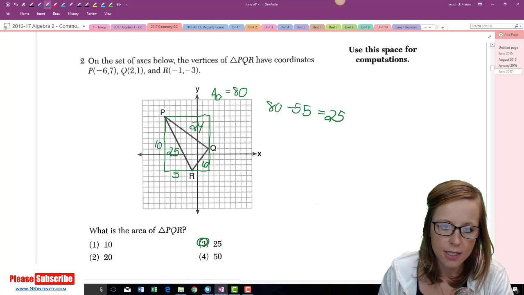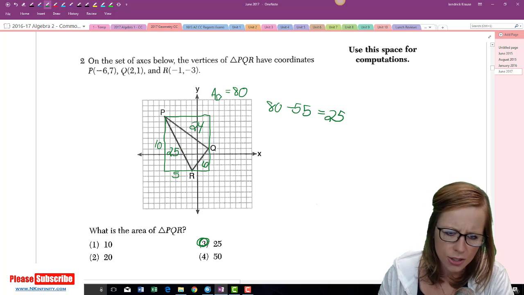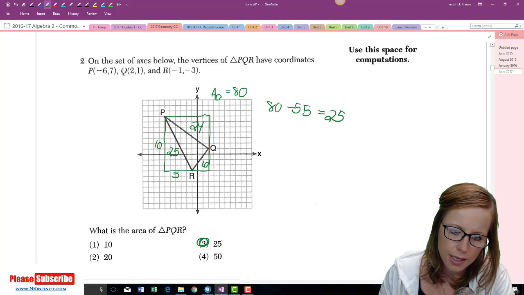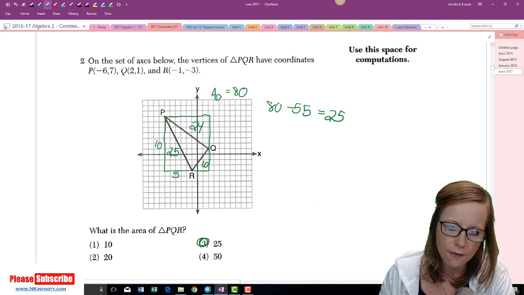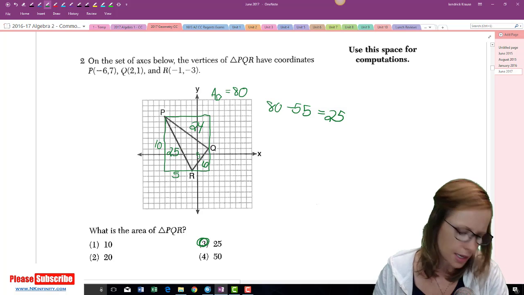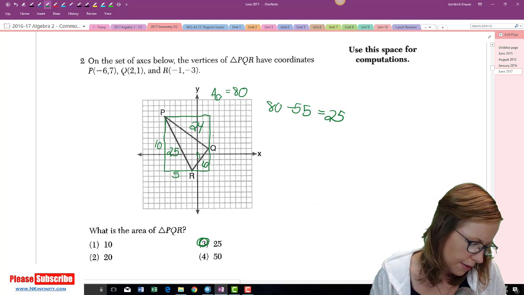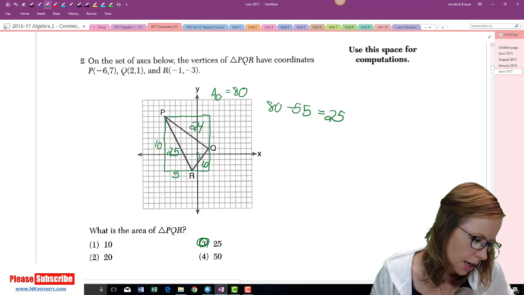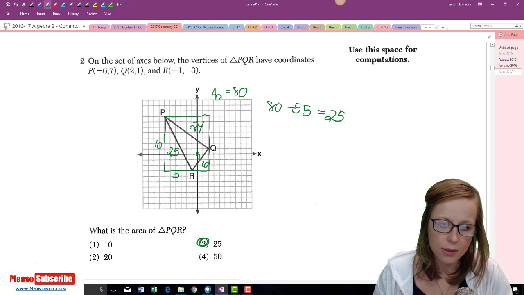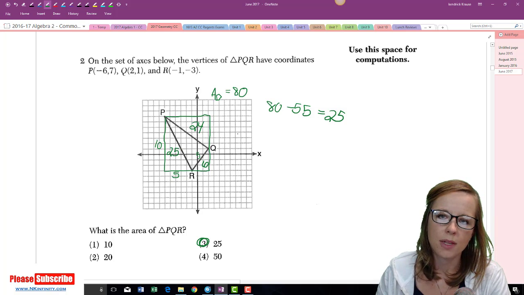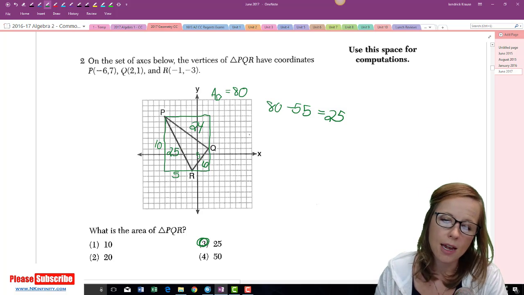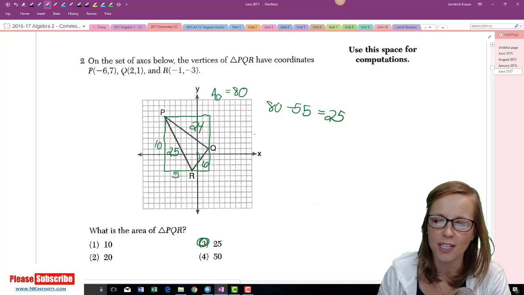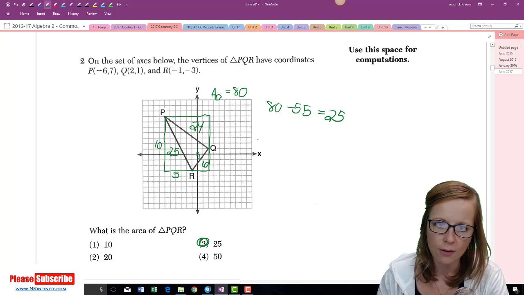So like I said, you could have done the distance formula and figured out the base and the height of the triangle. And actually, you could have done it this way. This right here is 5 because it's a 3, 4, 5 right triangle. And then the height, P to Q, is 10. So base times height, 5 times 10, half of 50 is 25. So either way, you could have gotten that right.